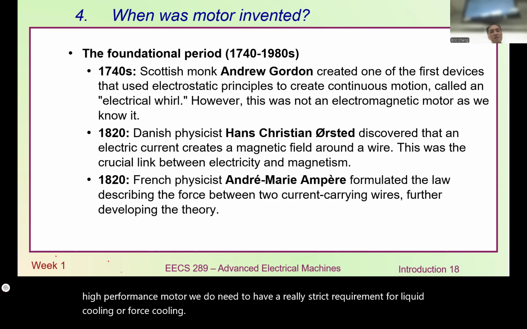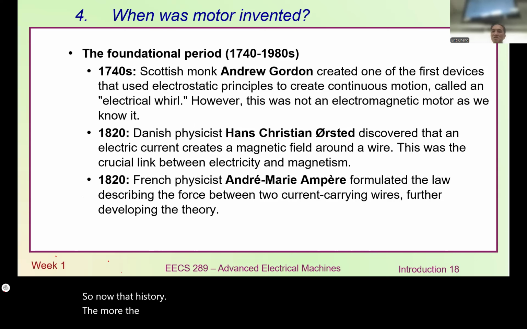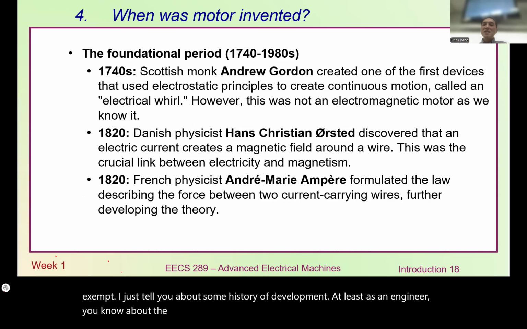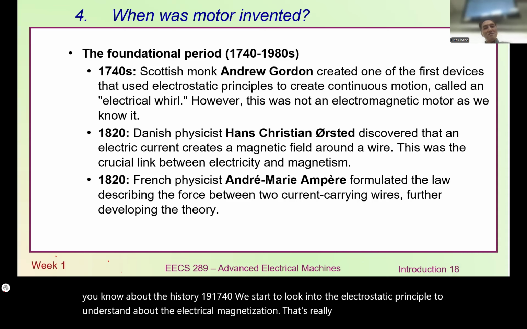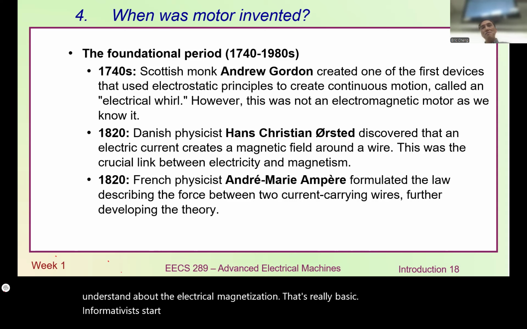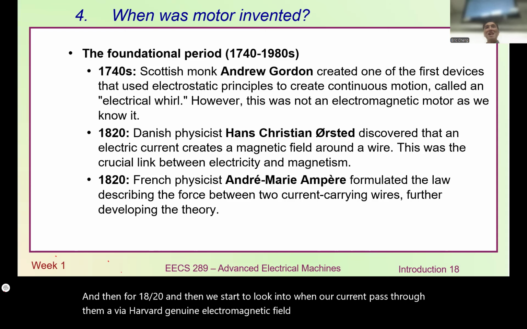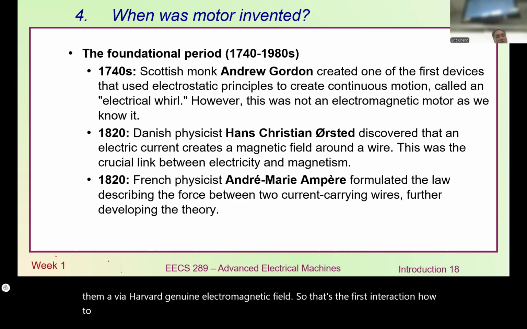So now the history. The invention of the motor has quite a nice history. I'll just tell you some of the history of development. At least as an engineer, you should know the history. In 1740, we started to look into electrostatic principles to understand electrical magnetization. That's really basic information. We started to study electromagnetism, how a wire is moved. Then in 1820, we started to look into how a current passing through a wire generates an electromagnetic field. That's the first interaction, how we understand electricity and electromagnetism.